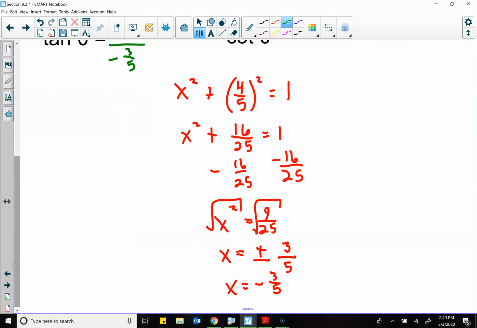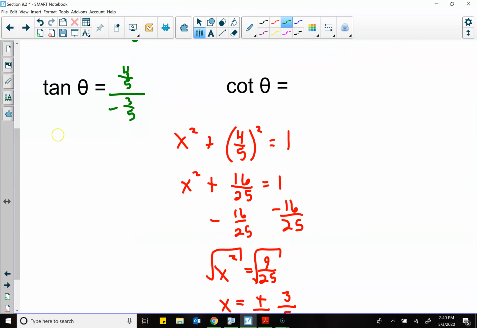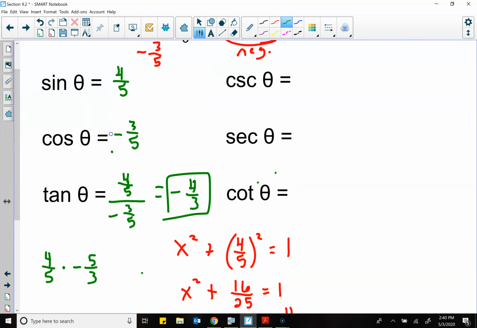And again, we've had long conversations about this. You can use your calculator for this one. That's a-okay, because there's no radicals in it. But really what's going on is you're taking 4/5 times a negative 5/3, because you keep, change, flip. And in the end, you get negative 4/3.